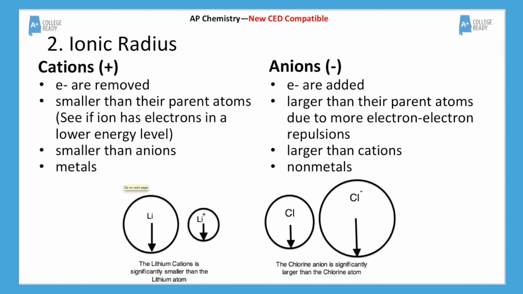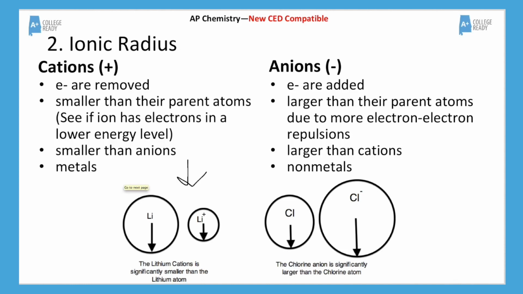So number 2 is the ionic radius. Notice two types of ions. Cations are positive and anions are negative. So let's focus on cations first. Remember, this is where electrons are removed. And notice, here's an example right here with lithium, that cations are smaller than their parent atoms. So we can notice this lithium ion is smaller than the lithium atom.